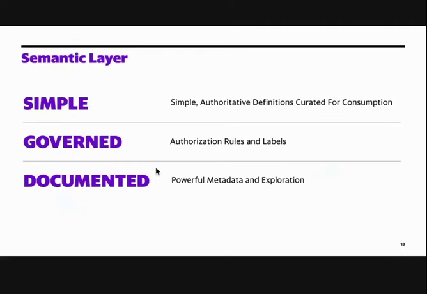The other aspect of a semantic layer is that there are often security rules defined for who can access what, and maybe even governance labels that label data for different uses within a company. And then finally, there's documentation, which allows people to read and discover about the data that they can consume. And there are also APIs for navigating that as well. So a semantic layer typically provides these three functions.